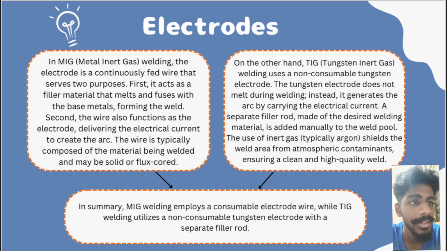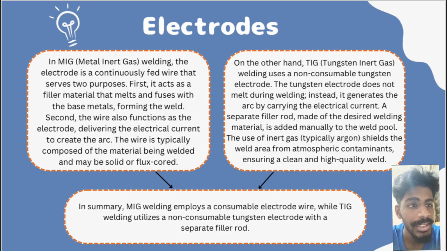On the other hand, tungsten inert gas welding uses a non-consumable tungsten electrode. The tungsten electrode does not melt during welding. Instead, it generates the arc by carrying the electrical current. A separate filler rod made of the desired welding material is added manually to the weld pool.